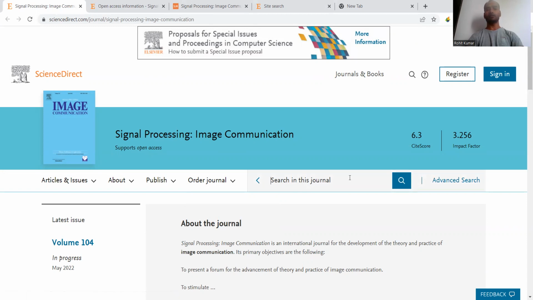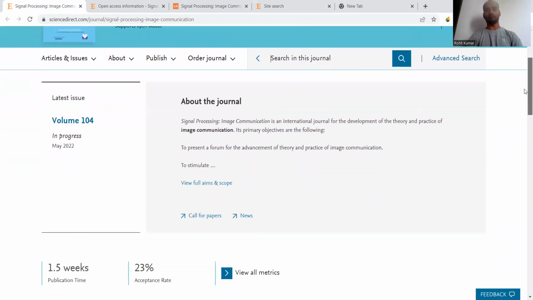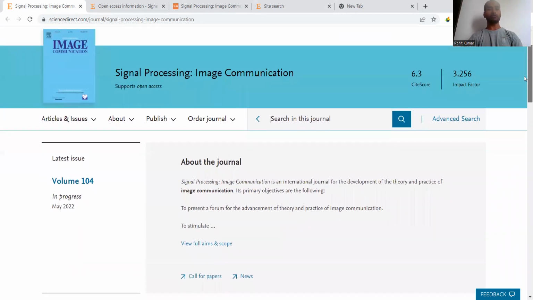Then you can search for any particular literature or information related to your topic or the kind of articles. If you want to search, then you can use this option. Then advanced search options are also available. Here you can modify the details or apply some of the related filters. Coming to the basic details, what is the CiteScore? Here you can see that it is 6.3 and the impact factor is 3.2. So a bit average. I'm not saying that it's very good, but not very bad.